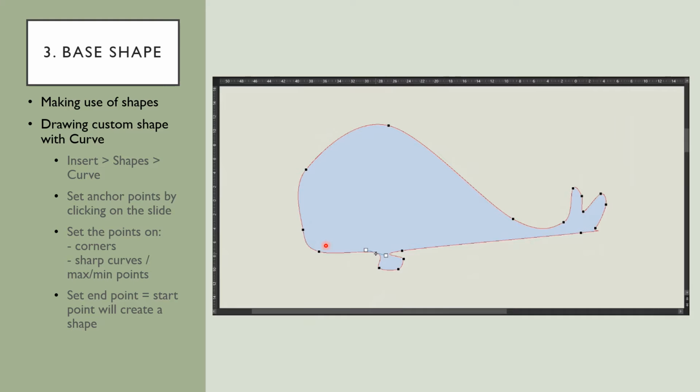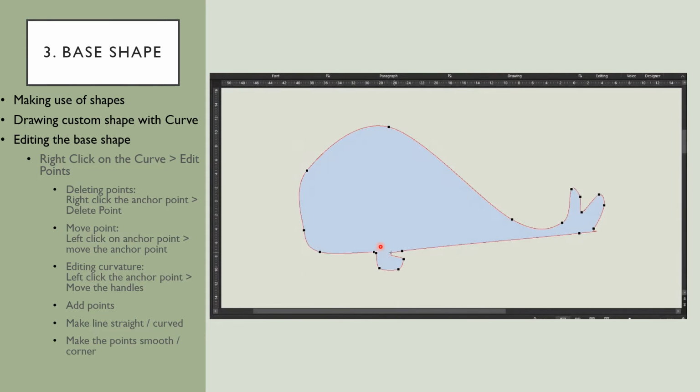Also, a key point to note is try to set the anchor points where you have your maximum or minimum points, such as the tip of the head as well as the tip of the tail, and try to set some where the curves are pretty sharp. That will make your editing later on easier. So I have something that vaguely resembles the shape of the whale already, but I want to continue making adjustments to this shape.